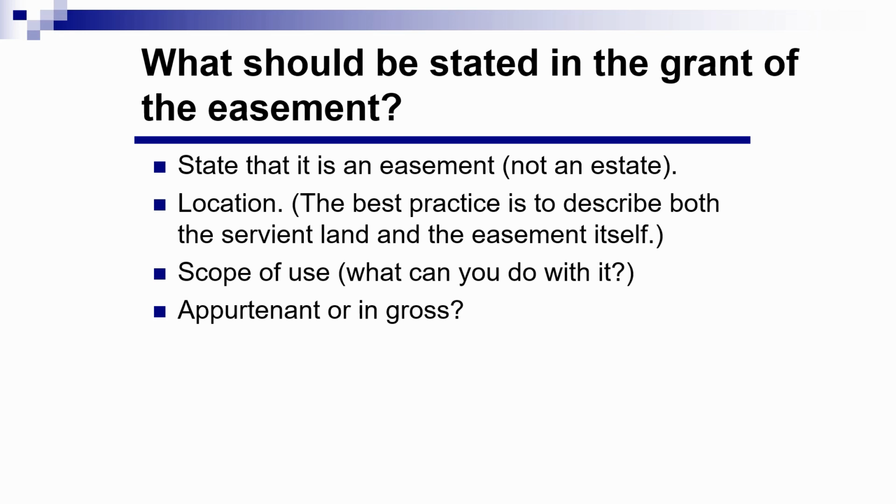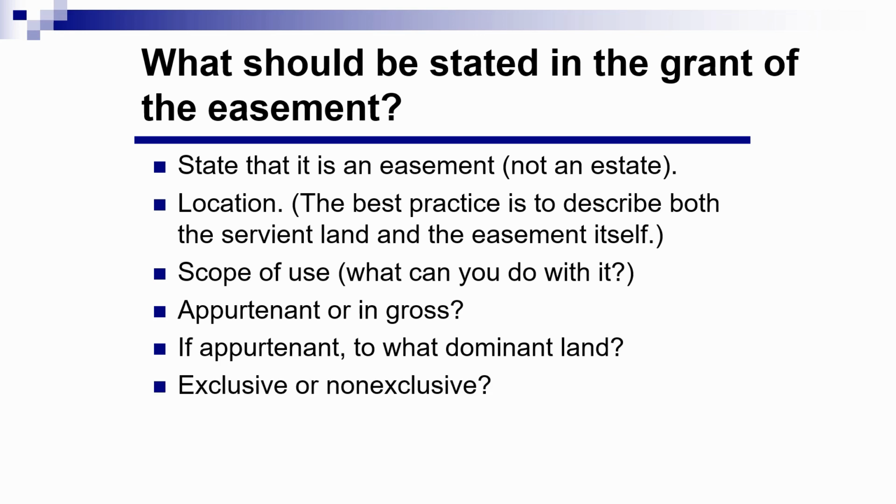We need to say whether it is an appurtenant easement or an easement in gross. Remember, an appurtenant easement is one that has dominant land. An easement in gross does not have any dominant land. Usually, it will be obvious from the context which of these types of easements we mean, but it's always best to state in the grant of the easement whether it's appurtenant or in gross. If it's appurtenant, we need to say to what dominant land it's appurtenant. And again, the best practice is to actually include a legal description of the dominant land.